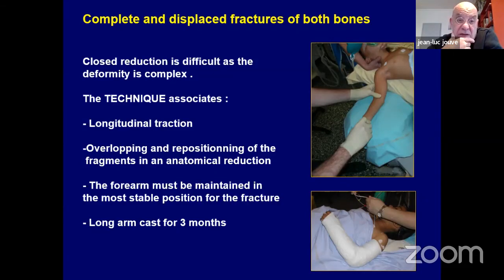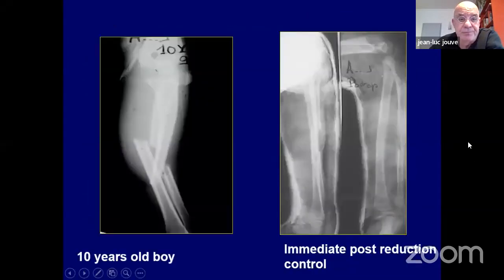When you have a complex displaced fracture of the bone, a closed reduction is difficult and complex, even with good experience. The technique associates longitudinal traction, overlapping and repositioning of the fragment in anatomical reduction. The forearm must then be maintained in the most stable position for the fracture, with a long arm cast for 2 months, and if it is an adolescent, 3 months. So you see that the treatment is not quite easy and evident.